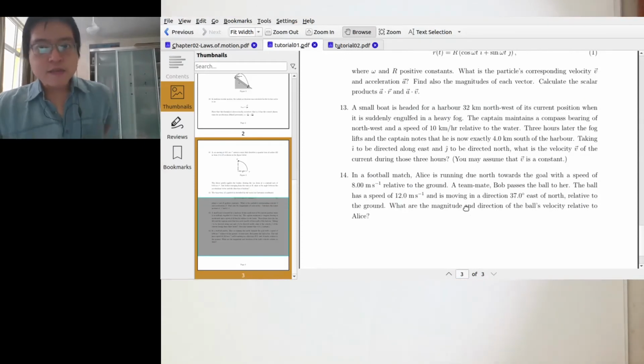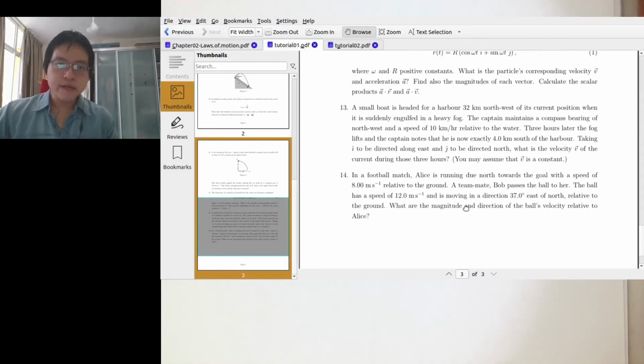Question 13 is about relative motion. A small boat is headed to a harbor 32 kilometers northwest of its current position, and then engulfed in fog, and so on. The main point is the compass bearing of northwest and a speed of 10 kilometers per hour. This information is telling you the velocity relative to water. Then it says that 3 hours later, the captain realized he's exactly 4 kilometers south of the harbor.